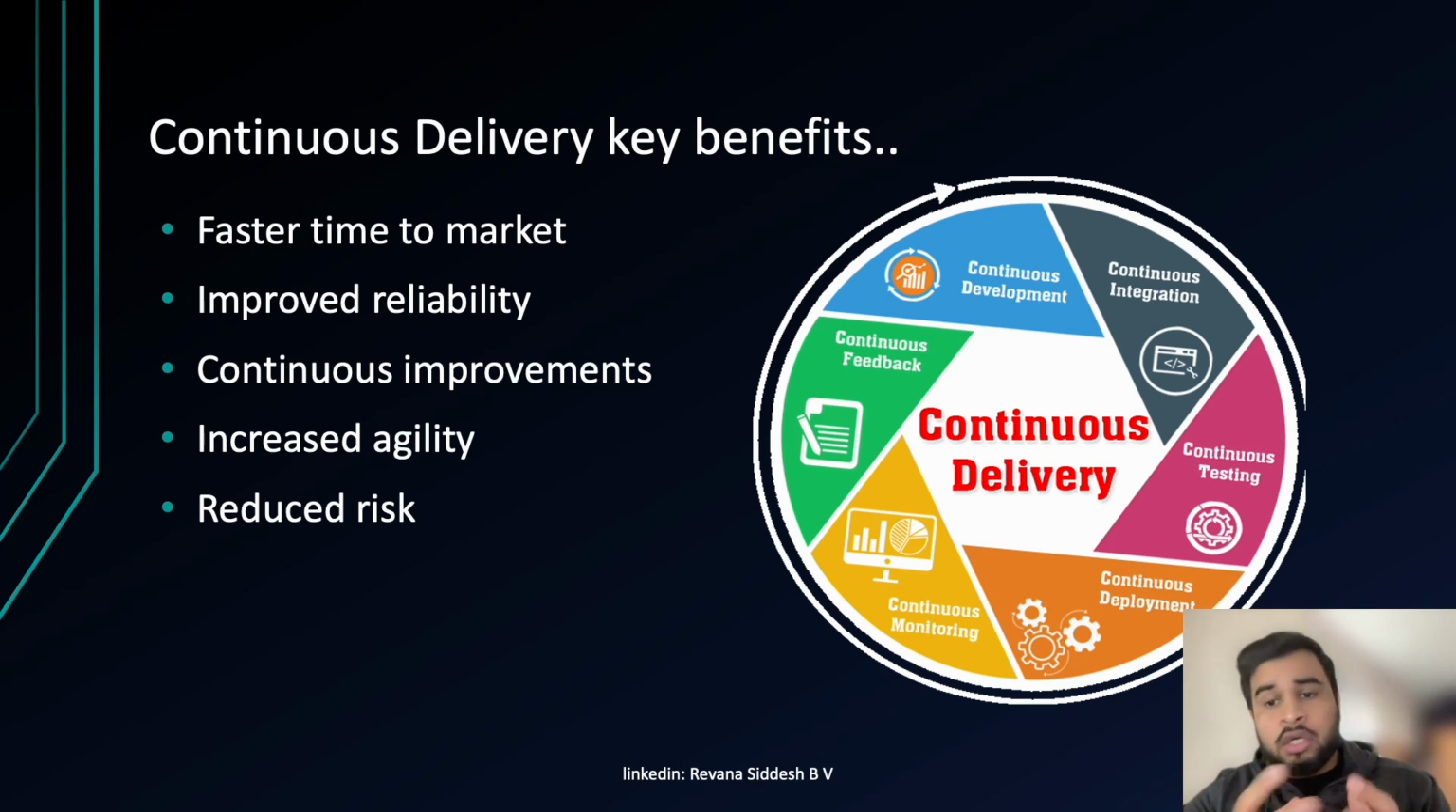The second one, improved reliability. By automating the delivery process and subjecting the code changes to rigorous testing and quality assurance, continuous delivery helps to ensure that changes are delivered reliably and with minimal risk of failure. Better collaboration. Continuous delivery encourages collaboration between development, testing, and operation teams, enabling them to work together more effectively and efficiently to deliver code changes.